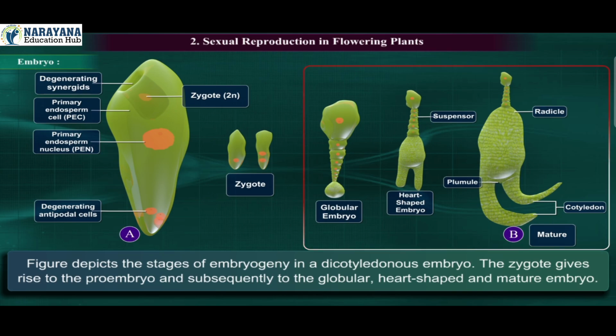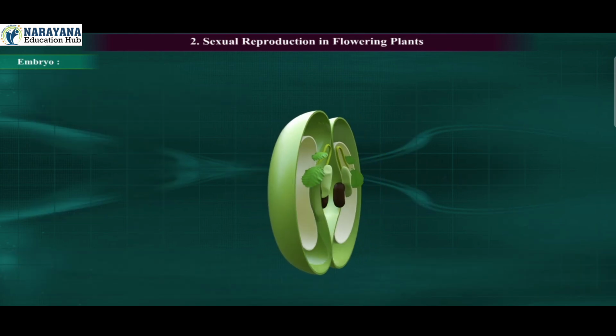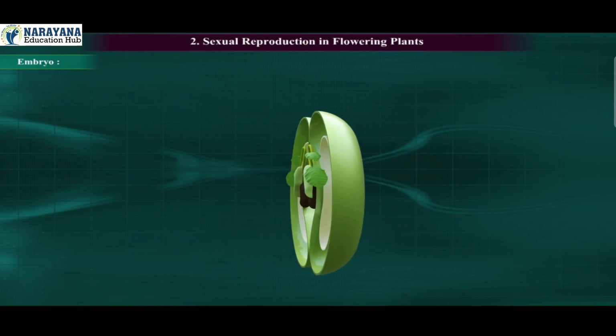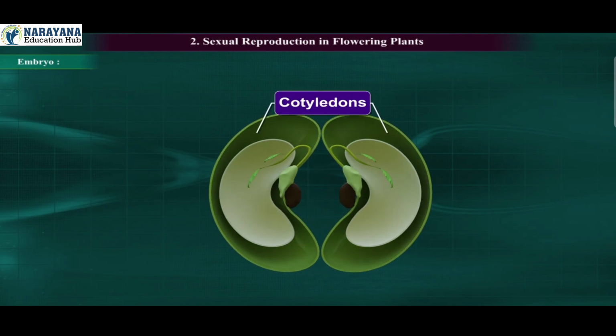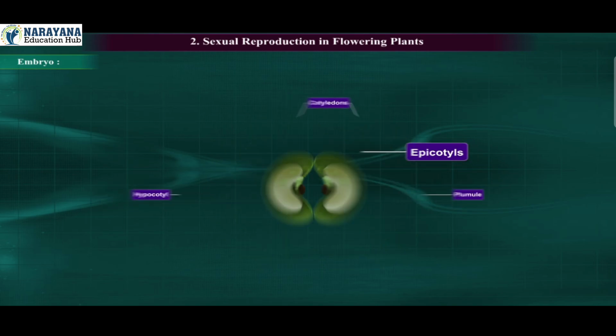The zygote gives rise to the proembryo and subsequently to the globular, heart-shaped and mature embryo. A typical dicotyledonous embryo consists of an embryonal axis and two cotyledons. The portion of embryonal axis above the level of cotyledons is the epicotyl, which terminates with the plumule or stem tip. The cylindrical portion below the level of cotyledons is hypocotyl, that terminates at its lower end in the radicle or root tip. The root tip is covered with a root cap.